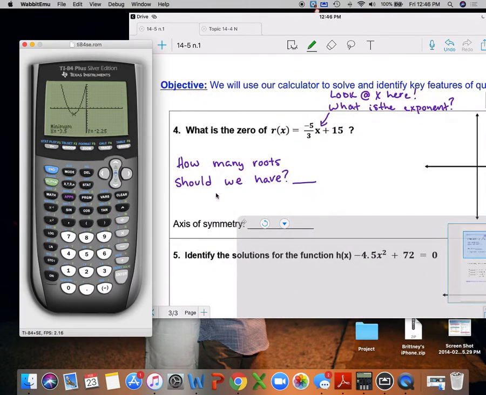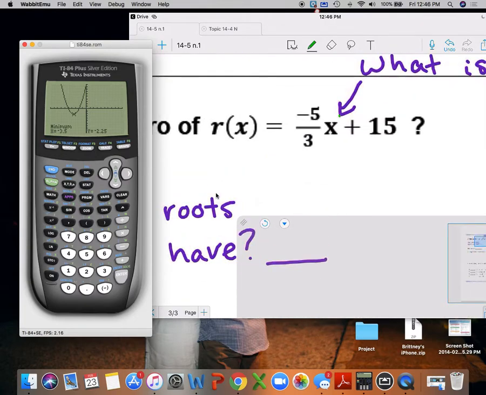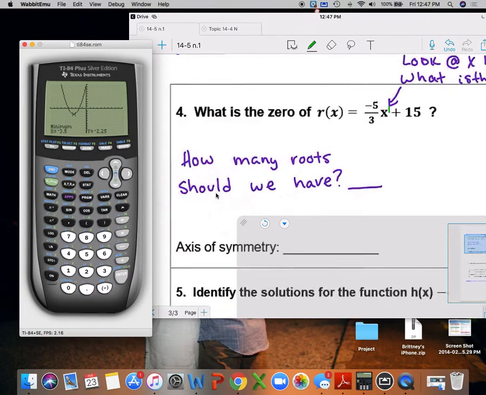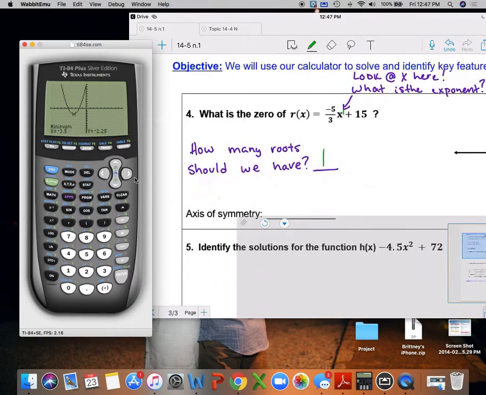So problem 4 says, what is the zero of r of x equals -5/3 x plus 15? The first thing we want to look at is your x here. What is the exponent? So we've been looking at what happens when the exponent on x is 2. When it is 2, you have 2 solutions, but here it is a 1. So we should have 1 root. Now let's check and see if we're right. We're going to follow the same steps.